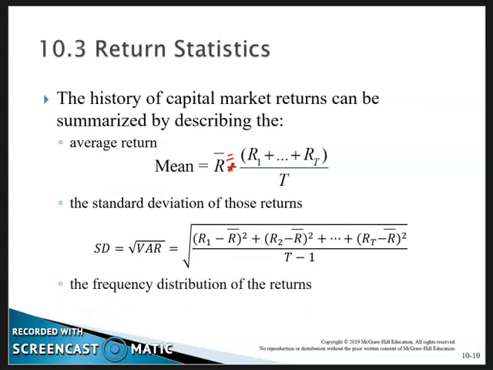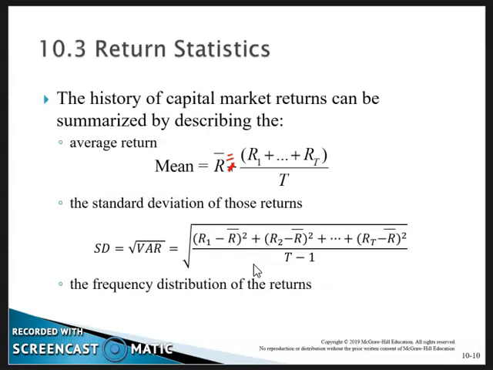So the frequency distribution of returns. We're going to talk as we go through about the normal distribution. When we use the mean, this is mean variance analysis. The standard deviation is the square root of the variance, and the variance is just the sum of the squared deviations. We're using mean variance analysis. We're using the normal distribution.